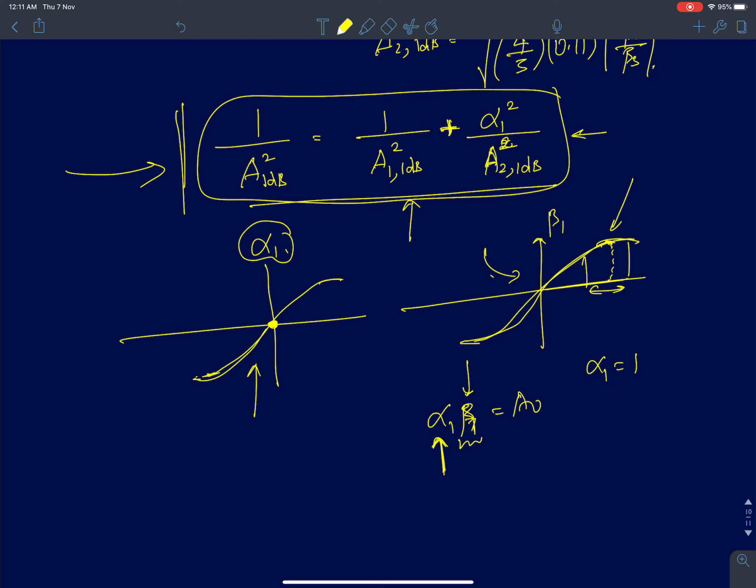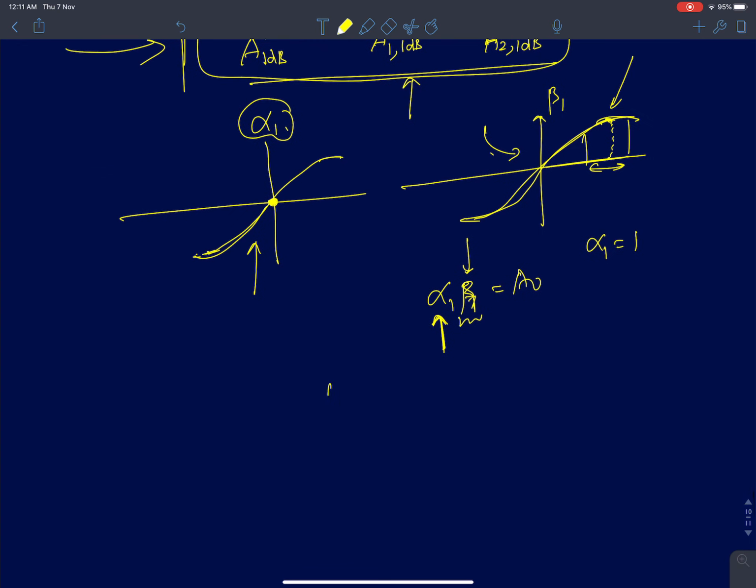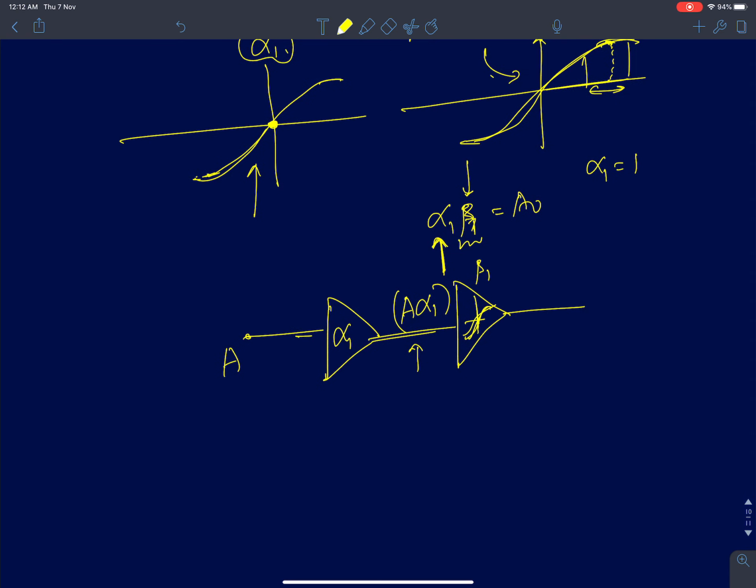I think I should not have made that statement. If you actually look at it, let's say we had an ideal amplifier with a gain of alpha 1 for the first stage. There is no nonlinearity in it, and then I'm going to have a second stage with a nonlinear characteristic with some gain beta 1. Then if I apply a signal A here, the signal that's going to appear here is going to be alpha 1 A1. So that's the signal that's going to appear at this point.